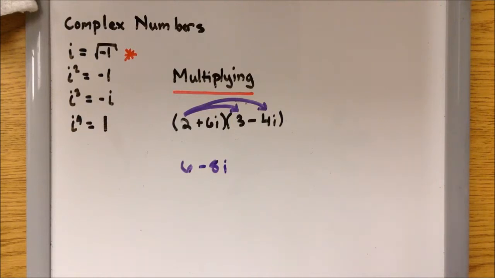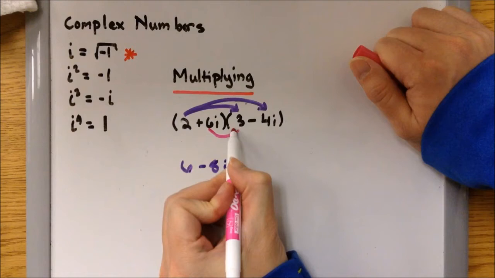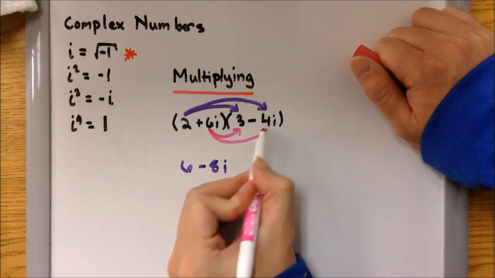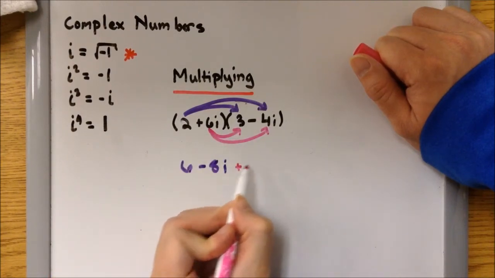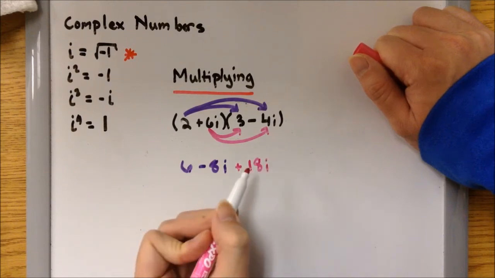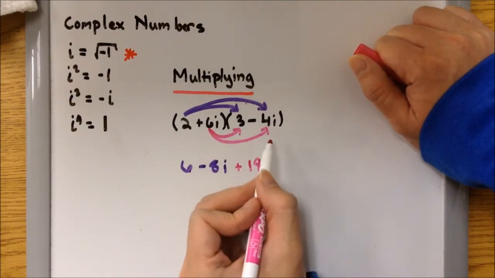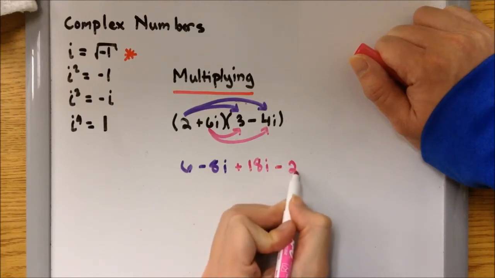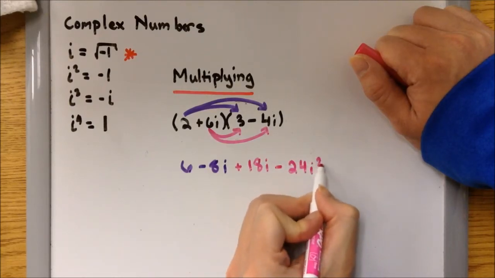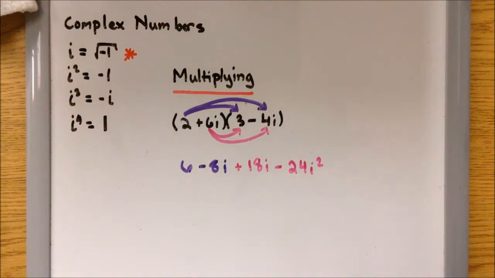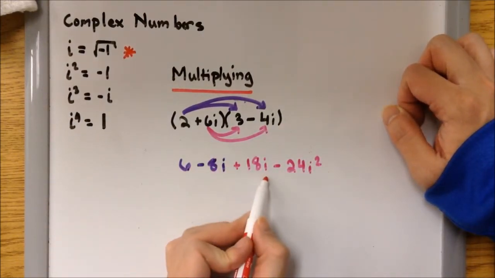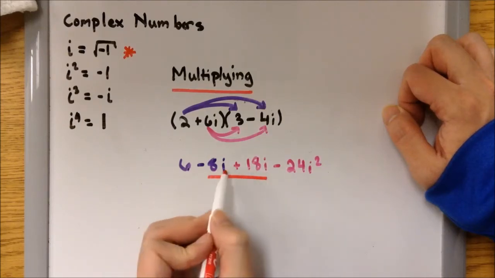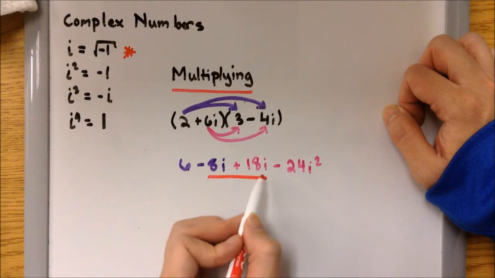Then the second half of foiling would be the 6i to the 3 and negative 4i. So 6i times 3 is going to be a positive 18i. And then 6i times negative 4i will be negative 24i squared. Now, after we finish foiling, next we're going to combine like terms. So this one we can combine because both have i's. And again, i squared is different from i's.